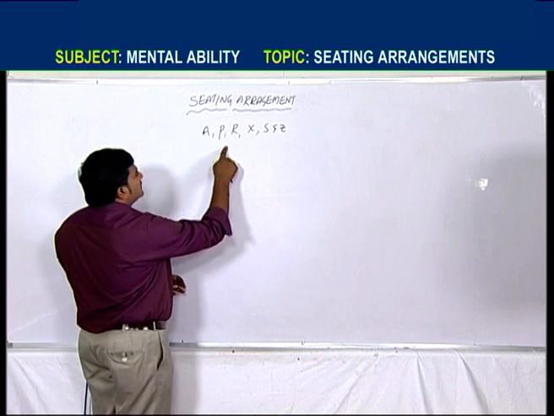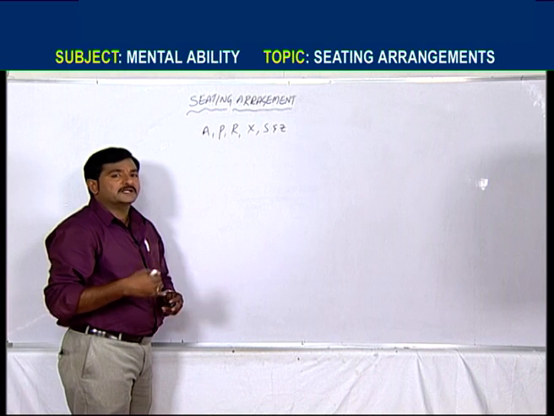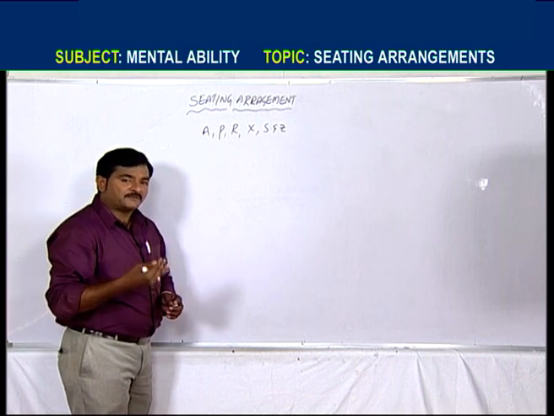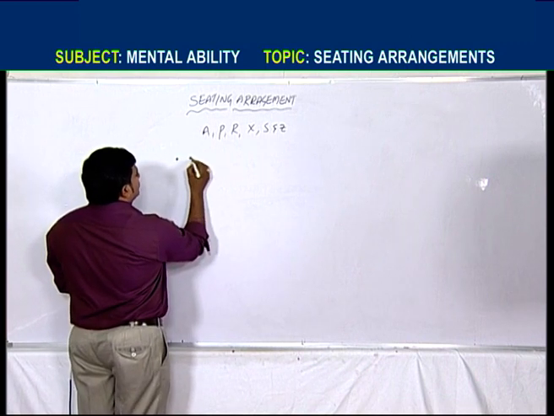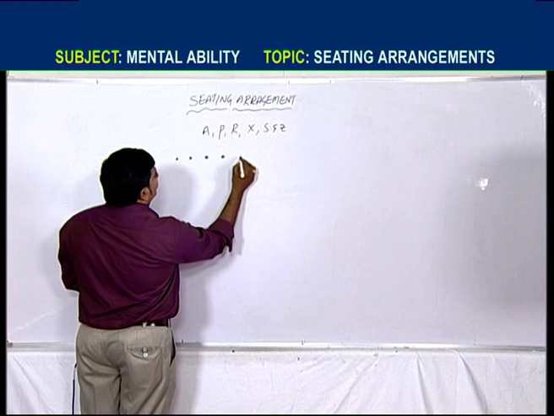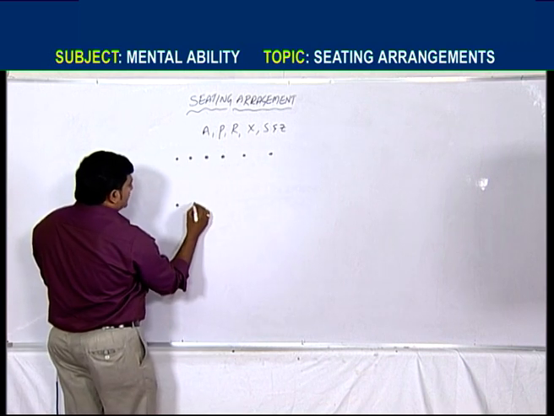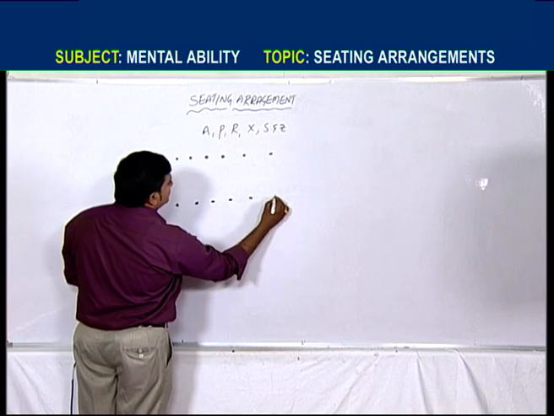In total how many objects are given? In total he gave 6 objects. So you have to take all possible ways. You should not predict. How many possibilities are there? We have to take all the possibilities. So for example here 1, 2, 3, 4, 5, 6. Then the next case is, for example, 1, 2, 3, 4, 5 and 6.